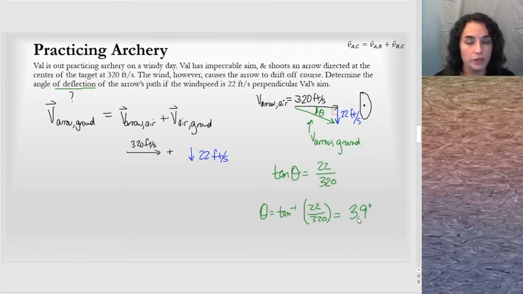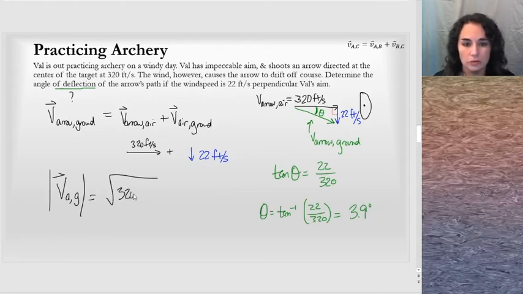Pretty straightforward. And again, that picture was one of the keys to this problem. There's no angles in here, but when I look at this picture, it's very clear what I'm calculating. If I wanted to finish out the calculation, if I wanted to find the magnitude of the velocity of the arrow with respect to the ground, I would take the square root of 320 squared plus 22 squared, and that would give me the value of that speed.